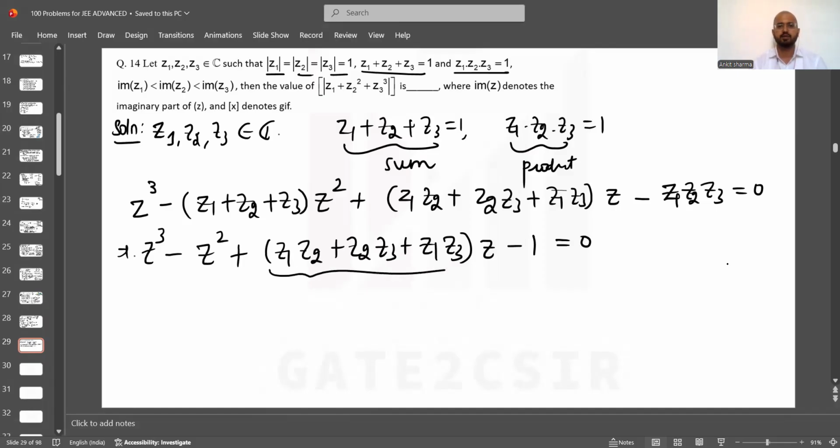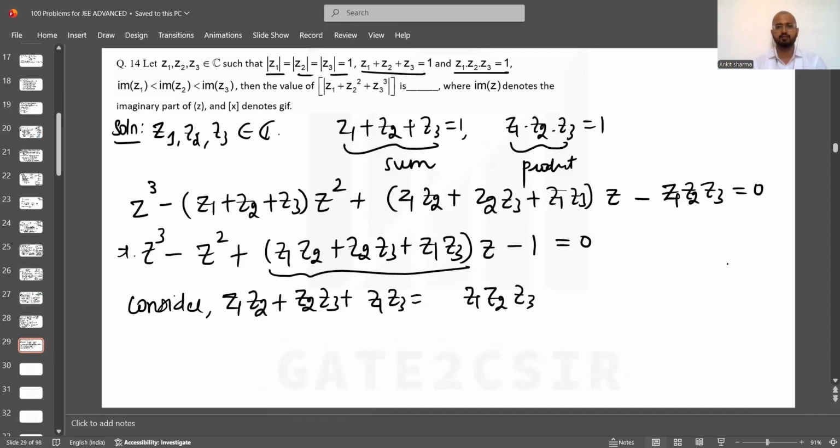Now let's find out this thing. So consider Z1 Z2 plus Z2 Z3 plus Z1 Z3 is equal to, so I'll take Z1 Z2 Z3 common. So we can get here 1 over Z1 plus 1 over Z2 plus 1 over Z3, because if I simplify, I get the same thing again. So this is 1.